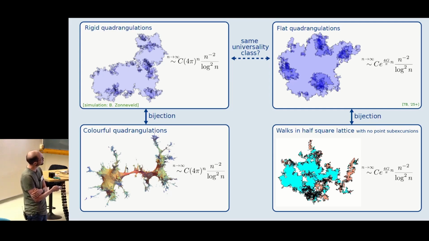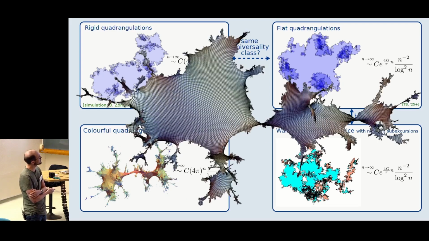Okay, but there are some question marks remaining here. There's another simulation of a flat quadrangulation if I do not immerse it in the plane, but embed it in 3D. So it gives you a sense of the fractal boundary that we have, even though in the interior it's perfectly flat.